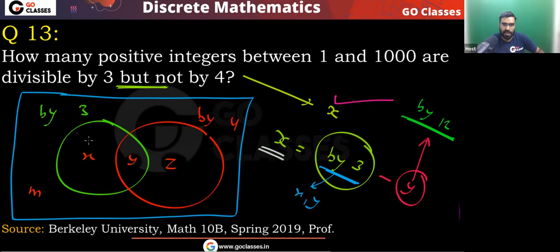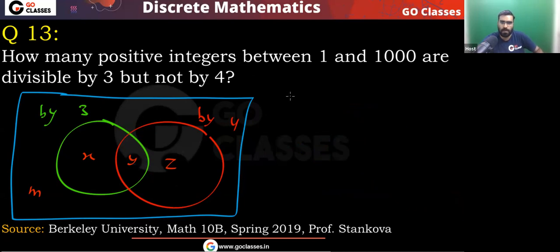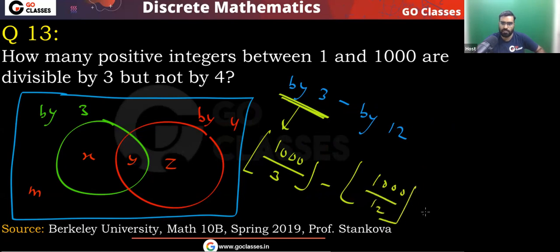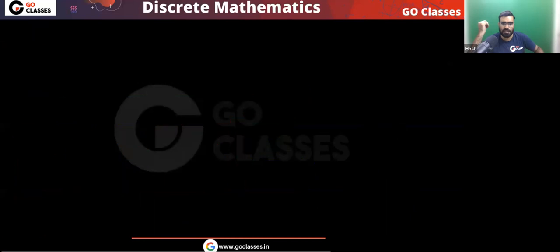So X is equal to XY minus Y. XY means by 3. Y means the intersection, the common part, meaning divisible by 12. So your answer will be by 3 minus by 12, which is 1000 divided by 3 floor minus 1000 divided by 12 floor. Is this point clear? Let me know. Simple question. You can check it out.